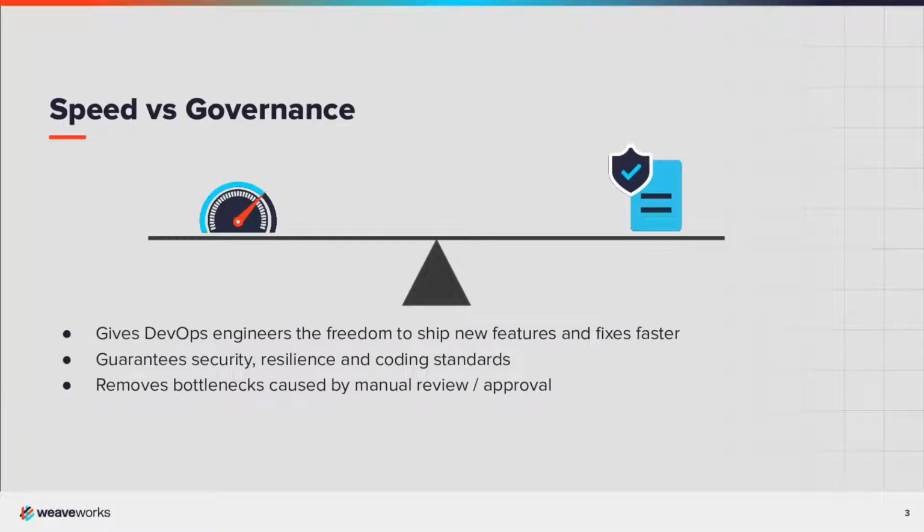Giving DevOps engineers the freedom to deliver new features and fixes while at the same time ensuring standards are met for security, resilience, and coding standards is a difficult balancing act to achieve. Using Weave GitOps Trusted Delivery automates policy validation throughout the software delivery lifecycle.